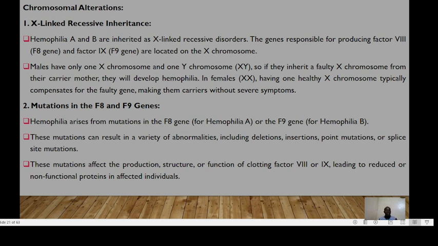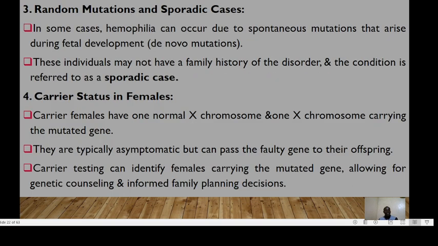So let's talk about the mutations in hemophilia. Hemophilia arises from mutations in the factor 8 gene for hemophilia type A and the factor 9 gene for hemophilia type B. These mutations can result in a variety of abnormalities, including deletions, insertions, point mutations, or splice site mutations. These mutations affect the production, structure, or function of clotting factor 8 or 9, leading to reduced or non-functional proteins in affected individuals.